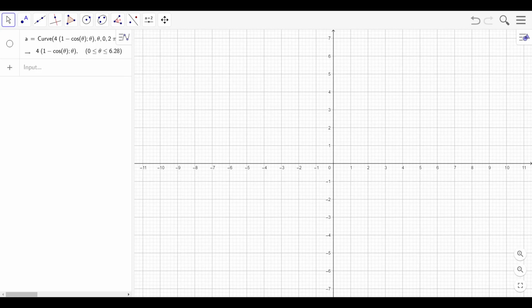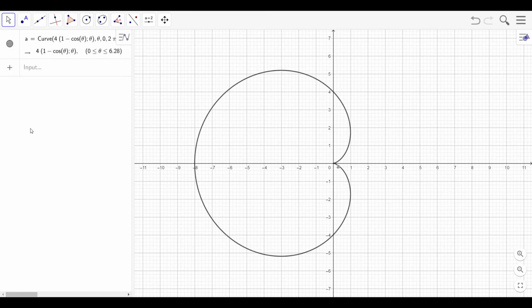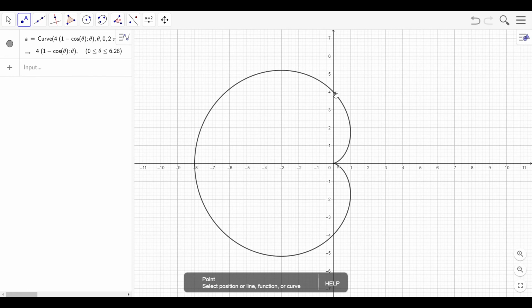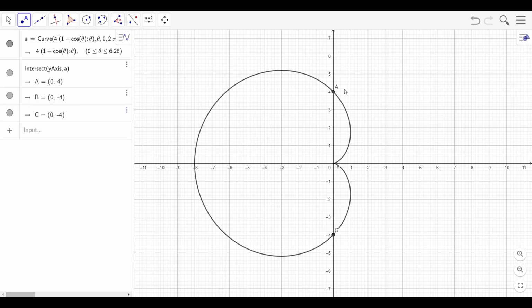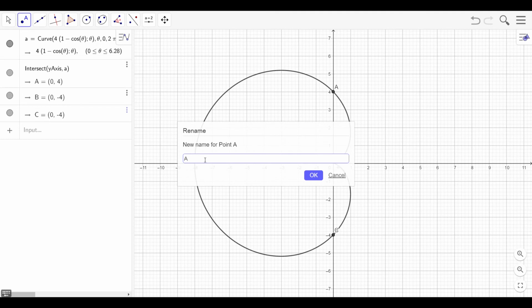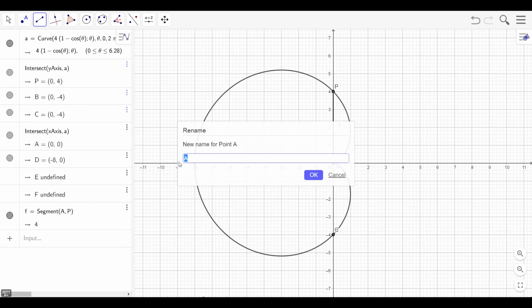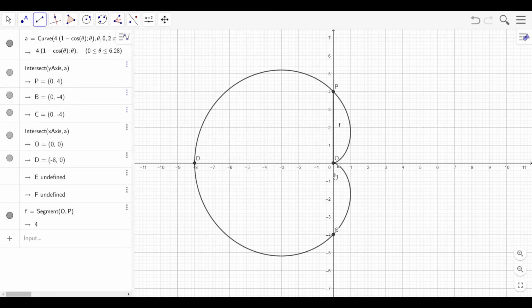So you consider the cardioid r equal to 4 into 1 minus cos theta, where theta varies from 0 to 2 pi, and you mark the point (4, pi by 2). So this is the point (4, pi by 2). You may rename that as P. So this is the point P. And you know that the radius vector is OP. This is the point O. So O is the pole and OP is the radius.